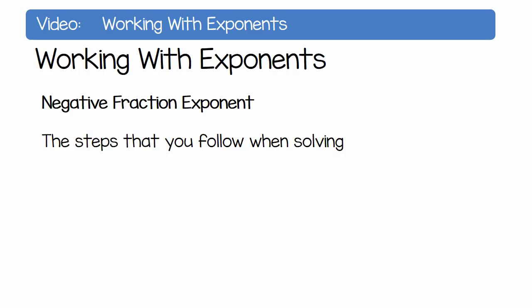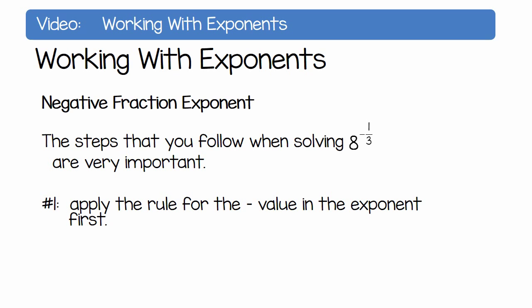The steps that you follow when solving for 8 to the exponent negative 1/3 are very important. Step number 1, apply the rule for the negative value in the exponent first. So 8 to the negative 1/3 would mean 1/8 to the exponent 1/3.